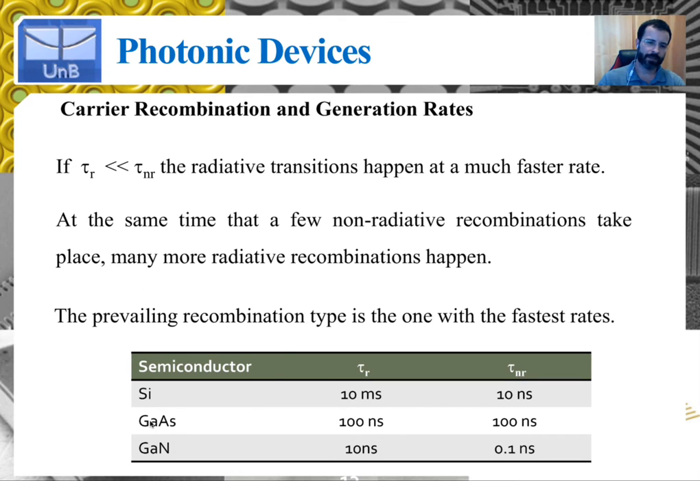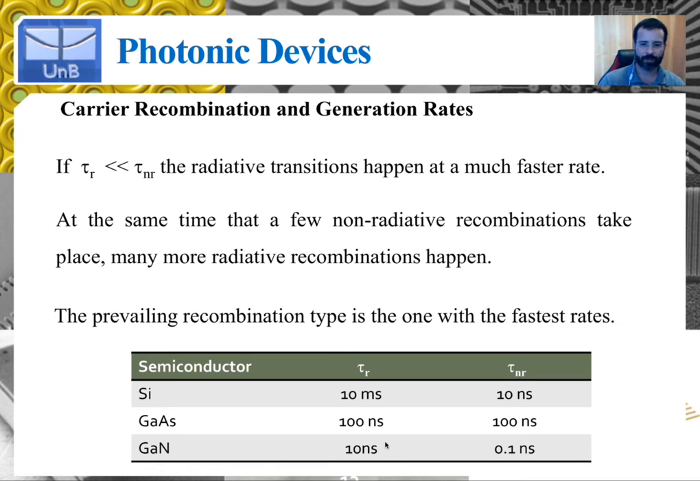Now for gallium arsenide, on the other hand, both the radiative and non-radiative transition lifetimes are around 100 nanoseconds, so of the same order. So you have similar rates, right? And therefore for each non-radiative recombination you'll have one radiative recombination. So it should make sense that half of the recombinations will result in the emission of photons, and this means that gallium arsenide is a good material to use as a light source.